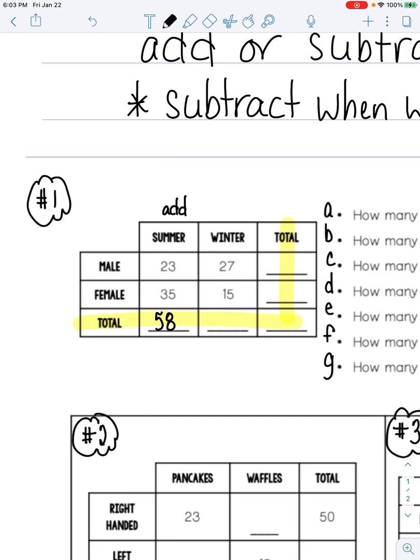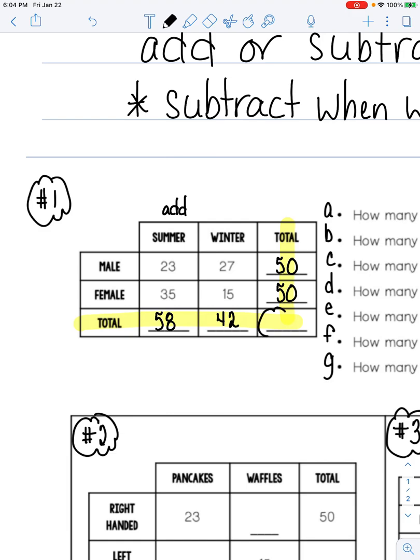Look where it says winter. Look at that column. I don't have the total, so I'm going to add to get the total. 27 plus 15 gives me 42. Now notice the whole last column says total. So I'm going to add all of the things up in the rows. So watch this. I'm going to add up all the males. I'm going to do 23 plus 27 for a total of 50 males. And then I'm going to add up the number of females. 35 plus 15 also gives me a total of 50.